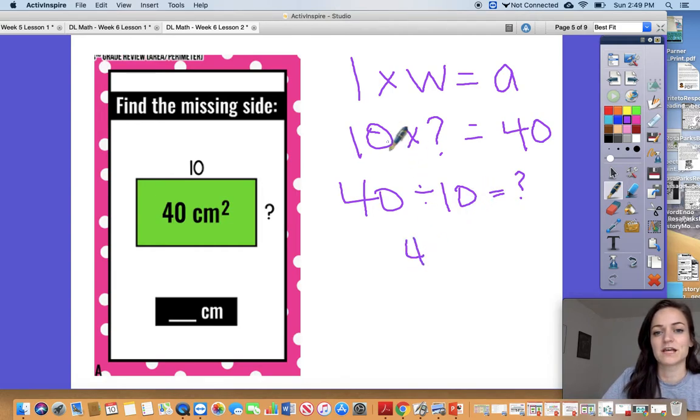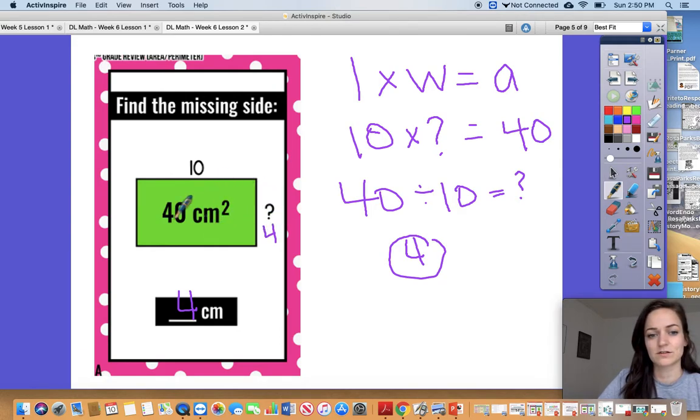Remember with our tricks with 10, when we multiply by 10, all we're doing is adding a 0. So what did we add just a 0 to? We added a 0 to 4. So the length of this side is 4 centimeters. And I don't put 4 centimeters squared here because it's just the length of the side. It's not saying how many squares are in here because that's what we already found with the area. We were finding how long this side is. It's 1, 2, 3, 4. Okay, 4 centimeters.